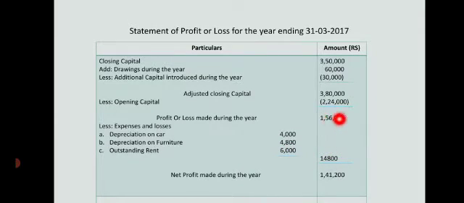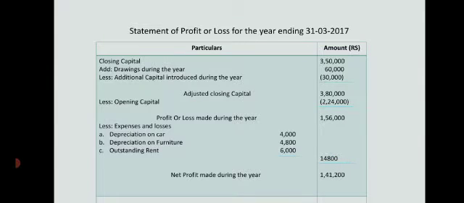From 1,56,000 deduct 14,800 and your net profit during the year is 1,41,200. Right, so this is the statement of profit or loss for the year ending 31st/3/2017, and the net profit is 1,41,200.